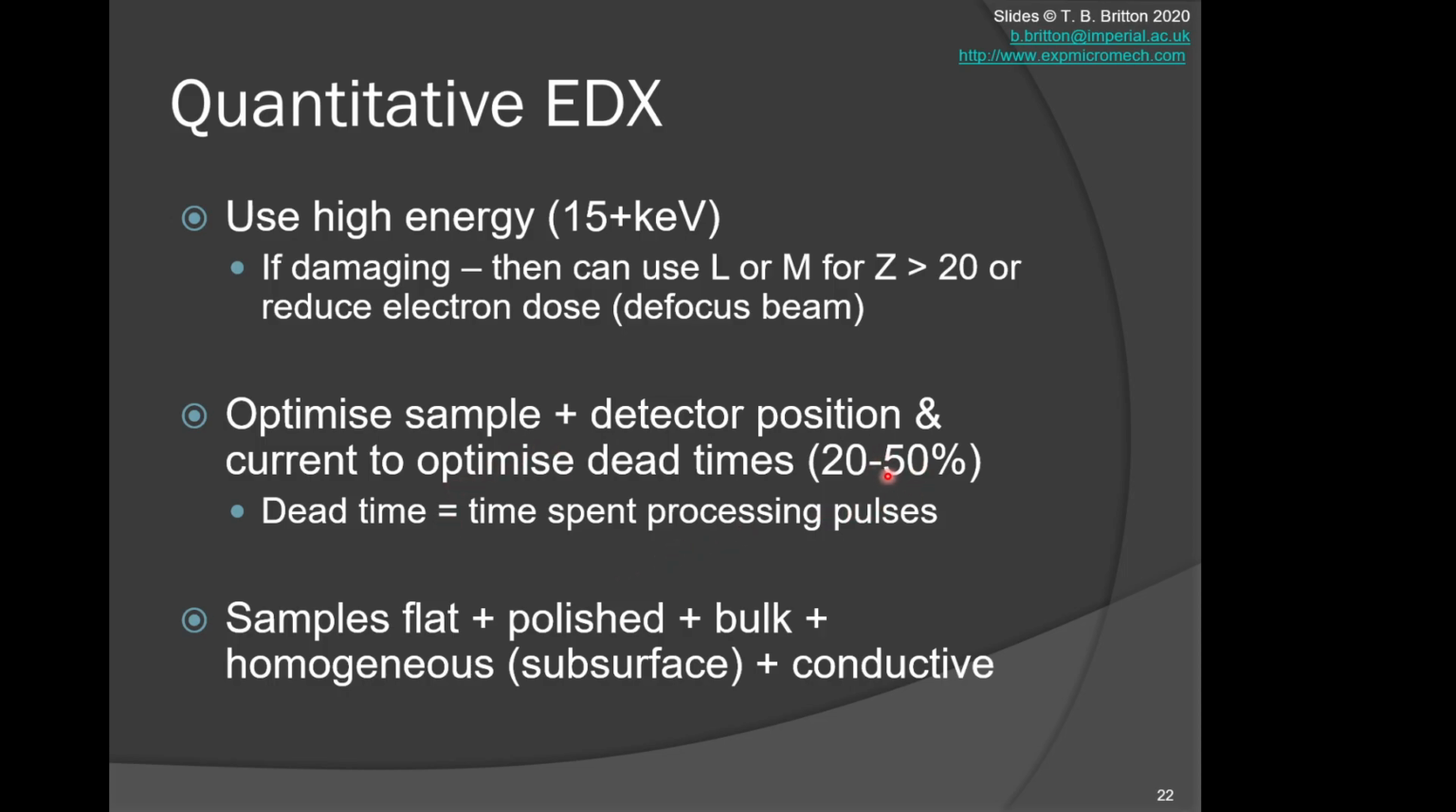To do that, you can change the probe currents, you can change the position of the detector and the sample to change the solid angle in those systems. In most cases, you'd like a flat sample for quantitative work, you'd like it to be well polished, and you want it to be bulk and homogeneous, specifically with regards to subsurface, and you want it to be conductive. Now, the majority of samples we'd really like to look at do not fit those, and so we have to be careful about interpretation.